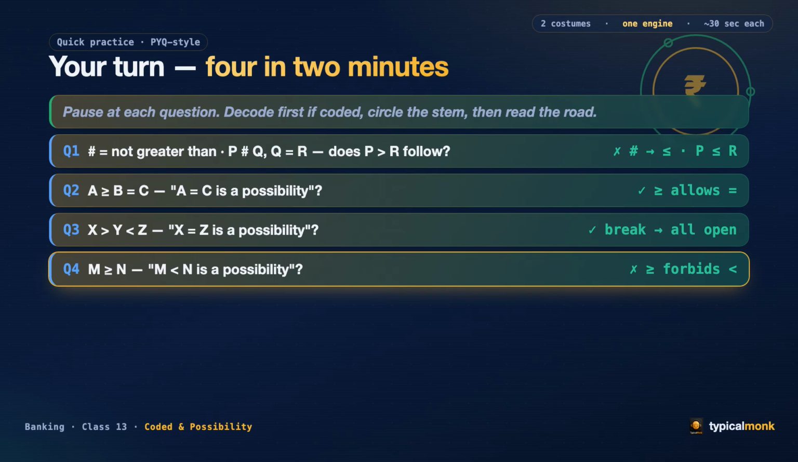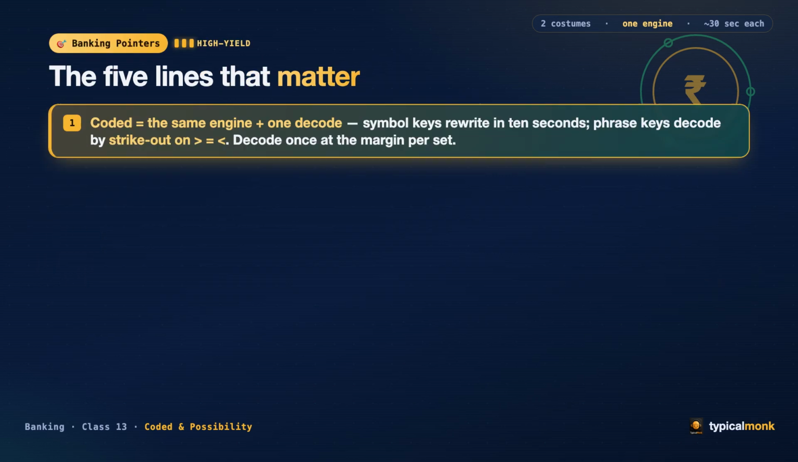All 4 right? Both costumes now belong to you. Missed one? Just walk back to that slide. The rule is waiting there. Now sit up straight. Today's 5 lines. If only this slide stays with you, the whole class stays with you.